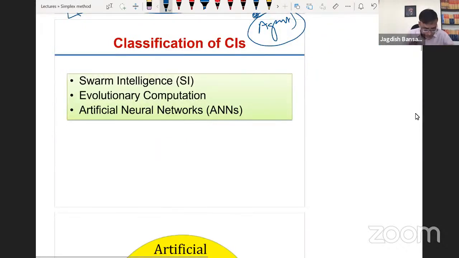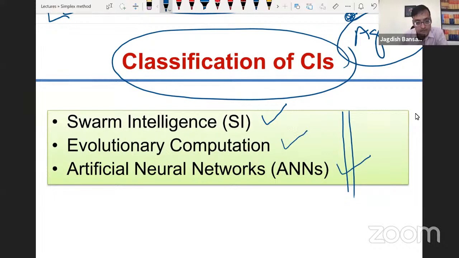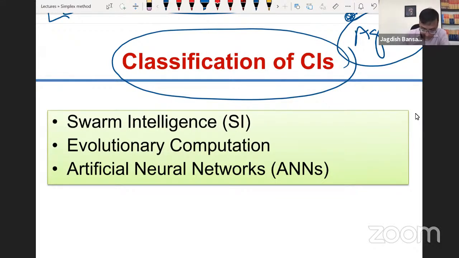Before that, let me just be frank that this is not an exhaustive list of CI techniques, but broadly, I feel that CIs can be classified into three major classes: swarm intelligence based algorithms, evolutionary computation based algorithms, and artificial neural network based algorithms. DL, CNN, all these things are in this category, so I'm not listing those separately. These are the broad categories of computational intelligence.